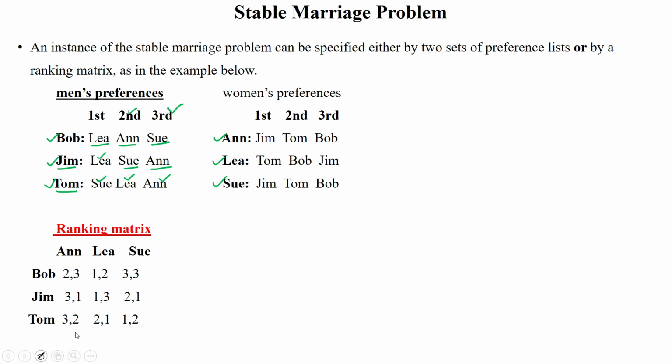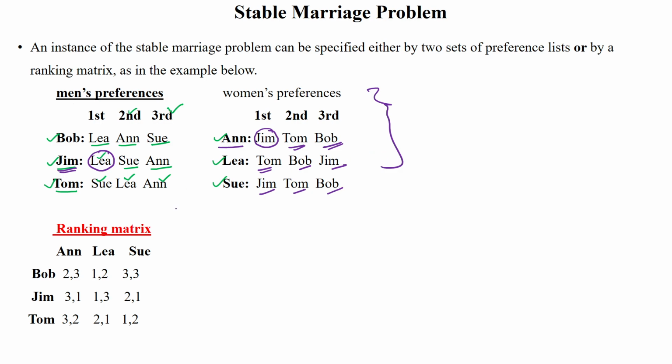Likewise, women also have their own preferences. Anne is giving the first preference to Jim, but Jim is giving first preference to Leah. You see the difference. Anne is giving second preference to Tom, the third preference to Bob. Leah is giving first preference to Tom, second preference to Bob, third preference to Jim. Shu is giving first preference to Jim, second preference to Tom, third preference to Bob. Based upon that, both preference lists will be given in the problem statement.